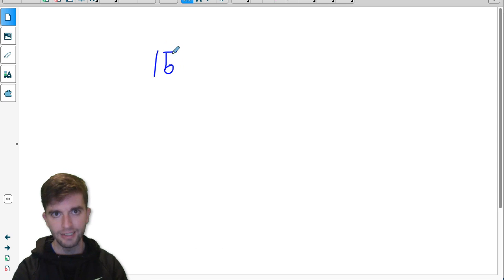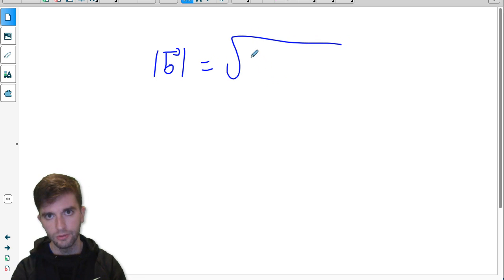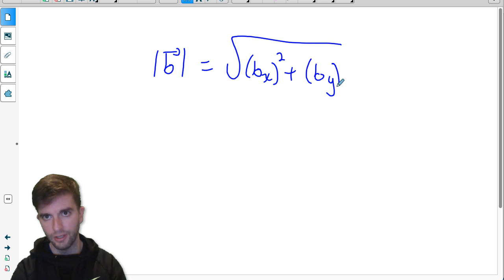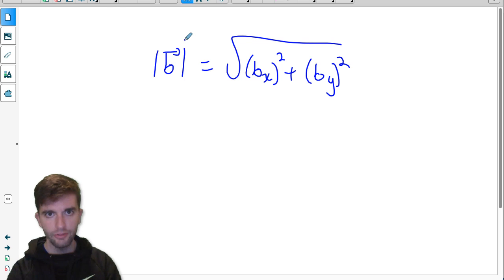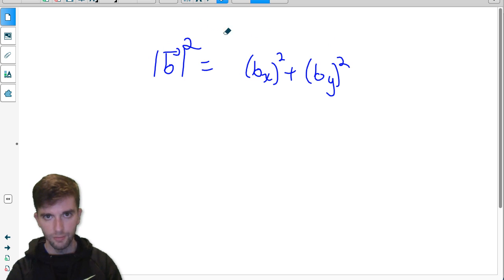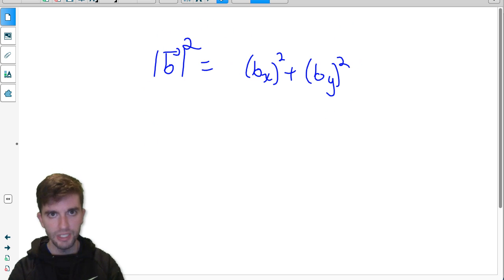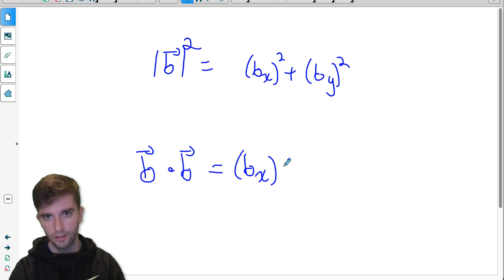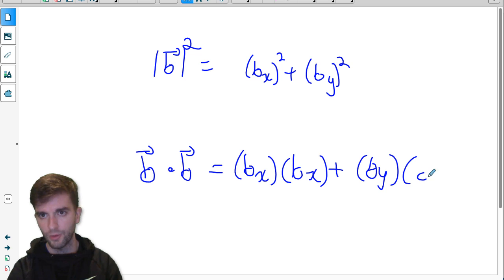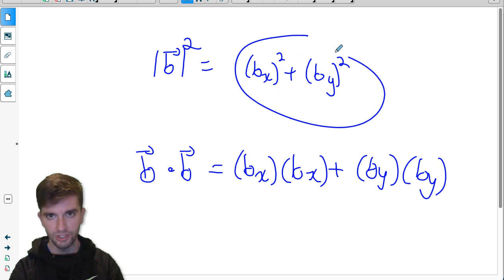So let me remind you that the magnitude of b would be equal to the square root of the x component squared plus the y component squared. So what's the magnitude of b squared equal to? Well, if I square both sides, this square root is gone. So the magnitude of b squared equals this. And what does b dot b look like? If I did b dot b, that would be the product of the x components of both. So the x component of b times the x component of b plus the y component of b times the y component of b. That's just x component squared plus y component squared, which is exactly what this is.